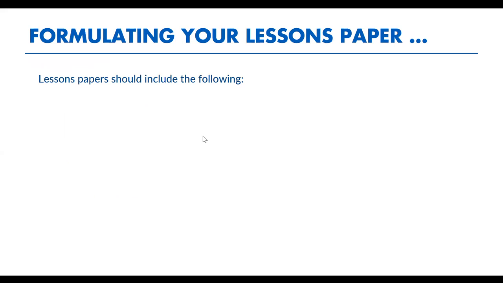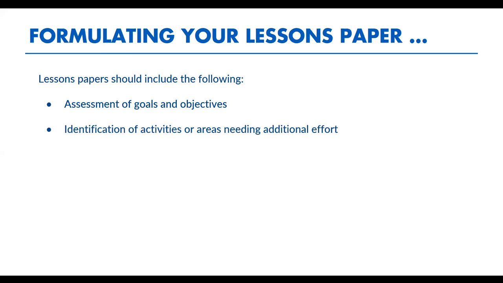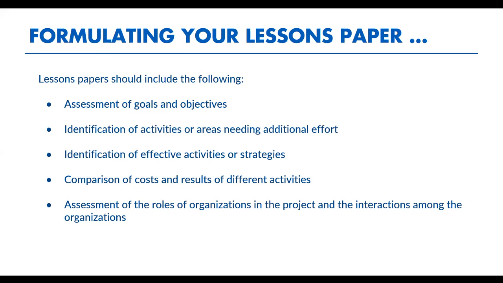Great. So in terms of developing your lessons paper, I think there are some key elements that one should consider in terms of structuring your paper, the first one being a really complete understanding of what the goals and objectives are, first of all, what you're trying to accomplish, and then providing a reflection and assessment on those goals and objectives. The second thing would be the identification of activities or areas needing additional effort, additional focus, things that did go well, but also things that didn't go well, things that didn't go as planned.